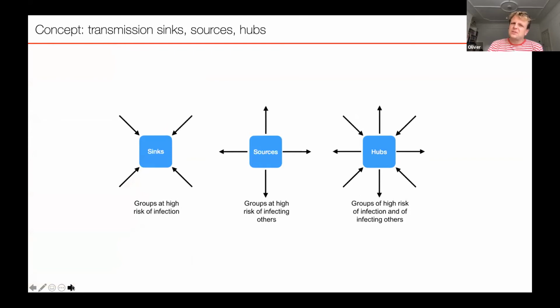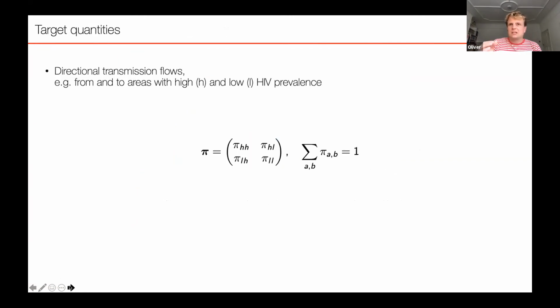And so the way we've started to think about this mathematically is to think about population groups, not individuals, but population groups, that are at high risk of infection, so they would have a lot of quantitative inflow, or sources. These are groups of individuals that are at high risk of infecting others in terms of the proportion of transmissions going out from them, and hubs that are both. And thinking about this mathematical concept, how do we translate this into numbers?